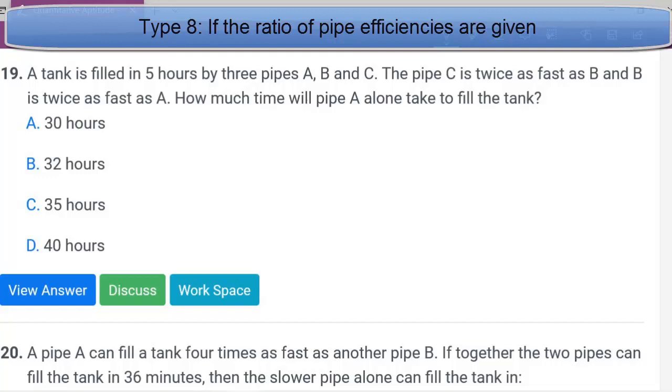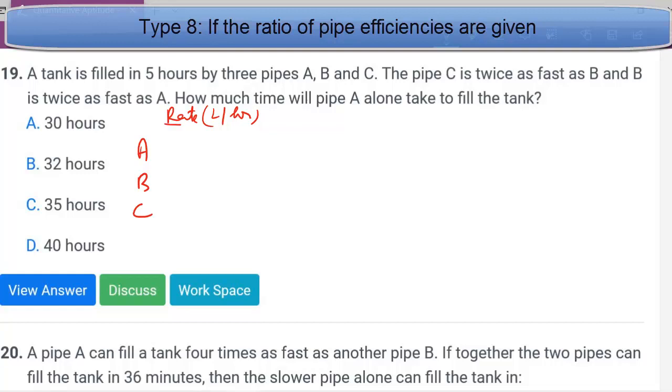So we will approach in the same way with A, B and C, but since here efficiencies are given, we can directly write their rate, that means liter per hour they are filling. In the same way, in time and work questions we used to write work per day. So the same analogy is being used.